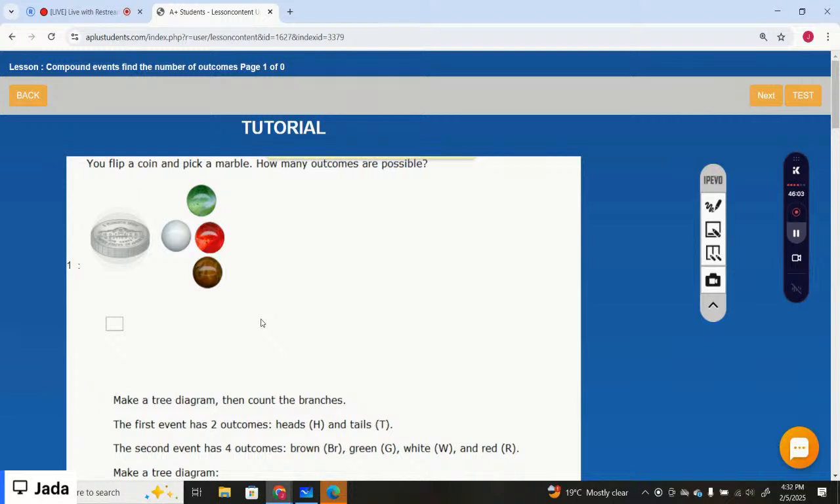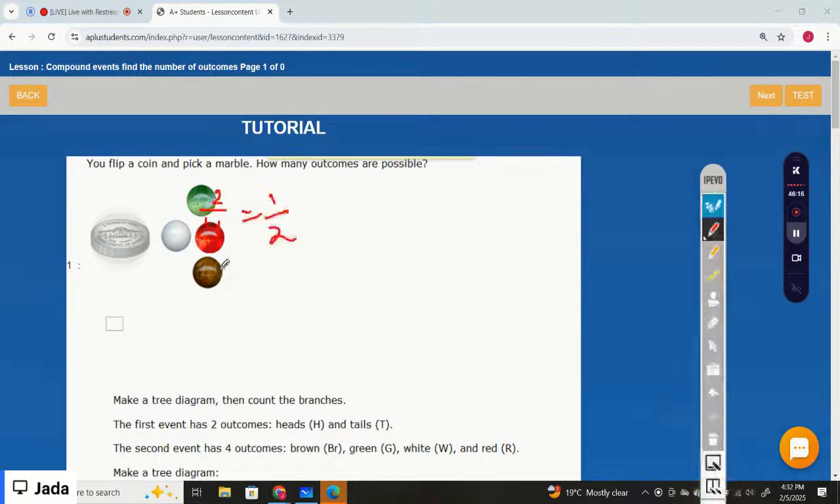You flip a coin and pick a marble. How many outcomes are possible? So you have two events, coin and marbles. That is the compound event. You need to find the total outcomes for the event. So first you have to look at their outcomes individually.